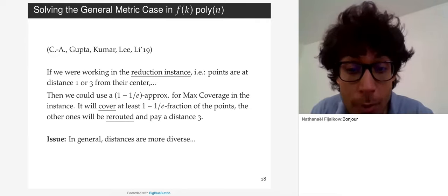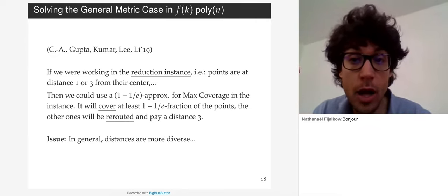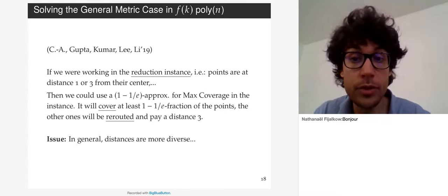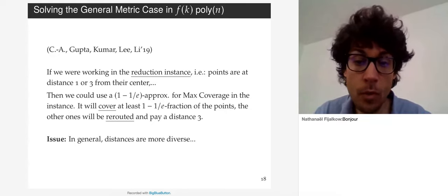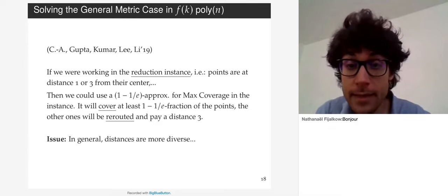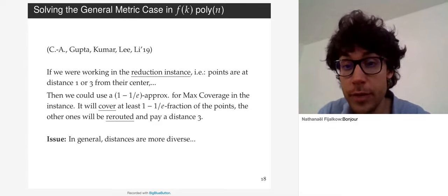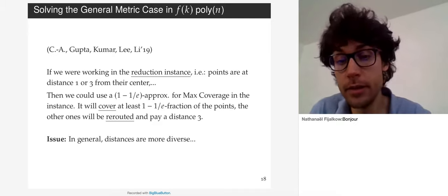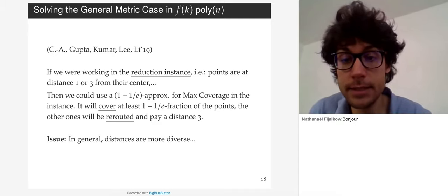So the hard part is really to handle the heterogeneity of the distances. The distances are diverse, and that's the challenge. That's the only challenge to solve this fundamental problem: to handle the diversity of the distances.